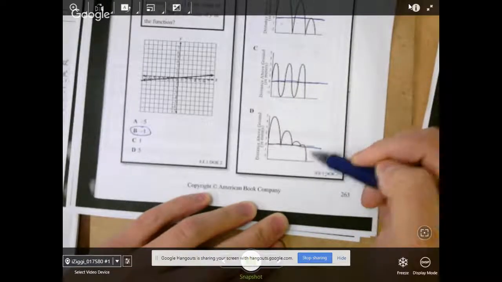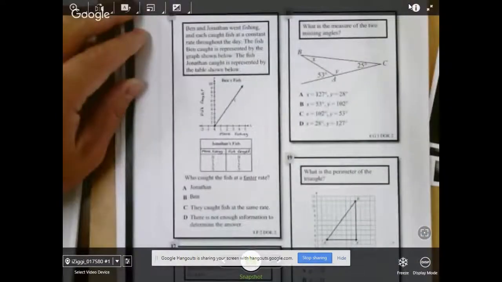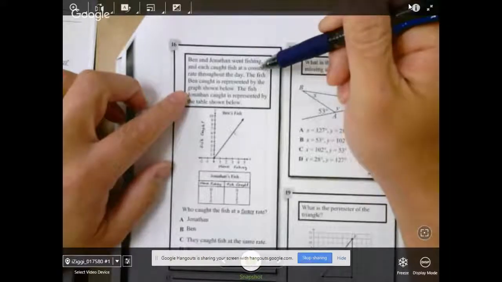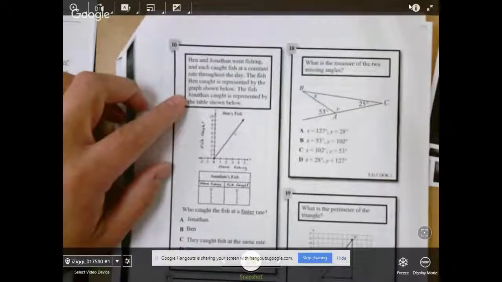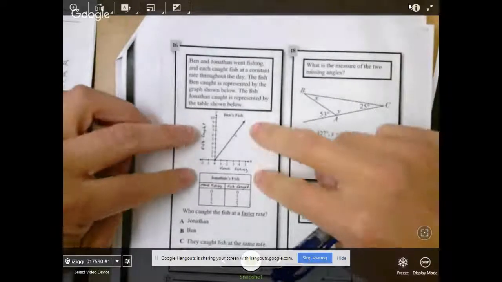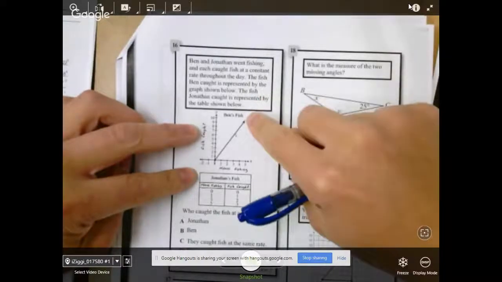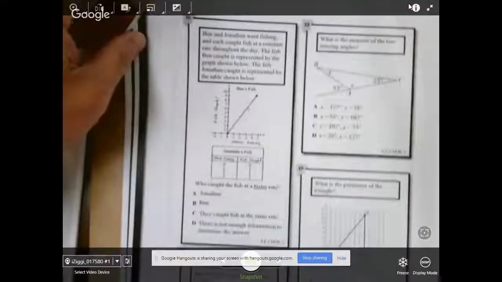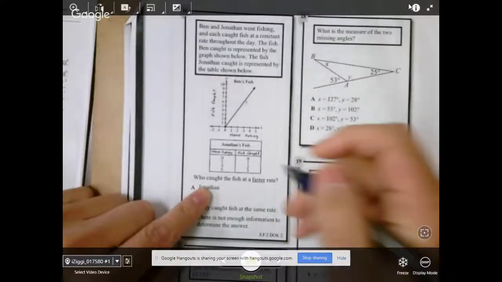All right, number 6. Ben and Jonathan are fishing and each caught fish at a constant rate throughout the day. The fish Ben caught is represented by the graph below. I think that's mixed up actually. Ben is shown on the graph. Okay, actually that's right. Ben's shown on the graph. Jonathan is shown on the table. Okay, so who caught fish at a faster rate? Remember, faster means the bigger rate. And rate just means slope, right? So we're just trying to find slope here.